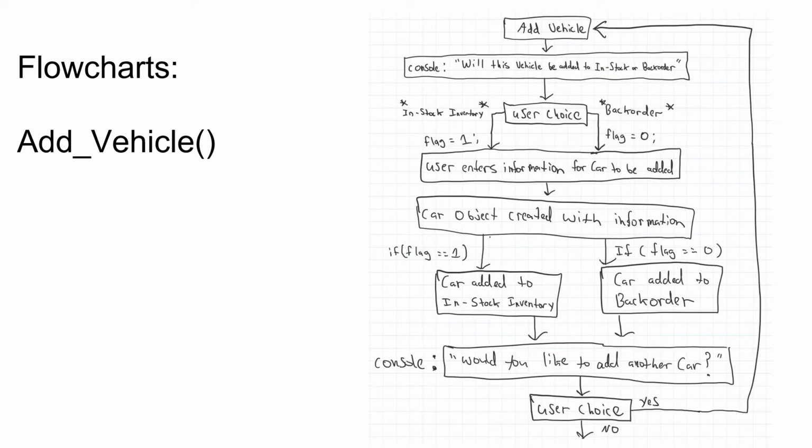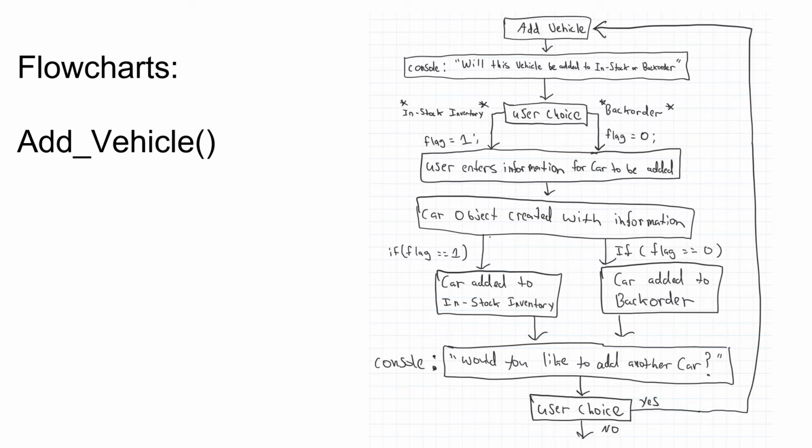Okay, in the add vehicle function, this one's prettier because I did it first and had lots of motivation. The console will ask if we want to add a vehicle to the in-stock inventory or the back order. User chooses, we set a corresponding flag. The user enters all the information they would like to, and they can enter just the color and the model if they like. They can enter as much as they want. We give them the option to enter 0 for a parameter, and then it just stores NA for that specific part. Then we create a car object based off the information.